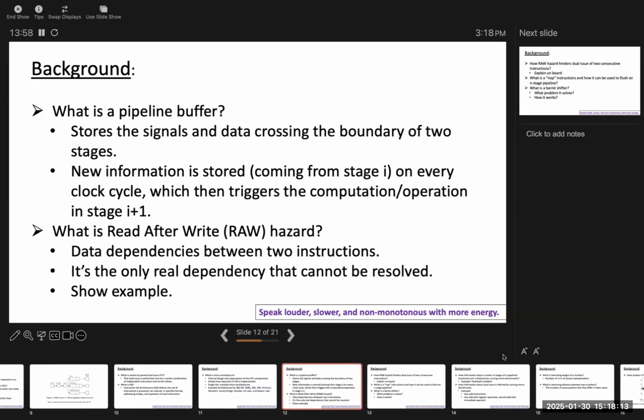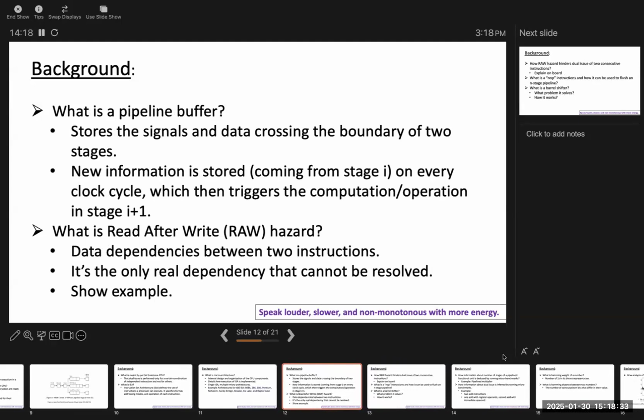Okay. So I'm explaining all this because these things are mentioned in the paper, and before we go to the main core contribution of the paper, you need to know them. So what is a read after write hazard? Anyone who knows already?